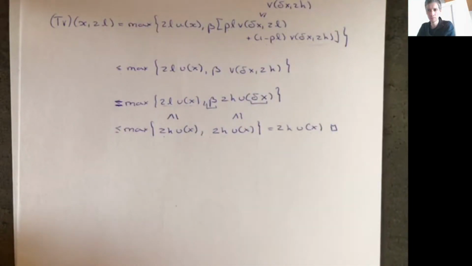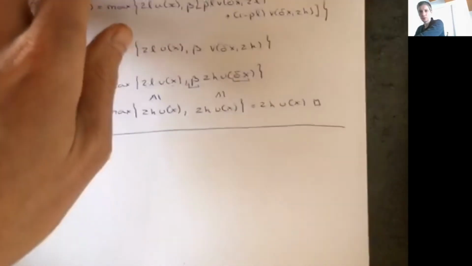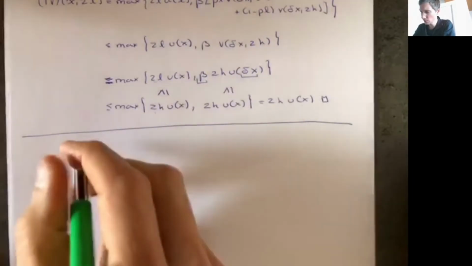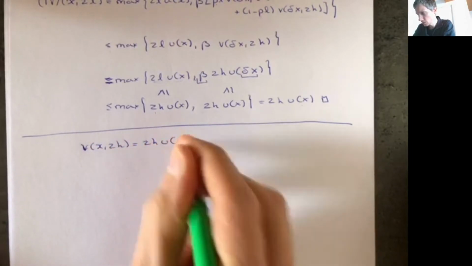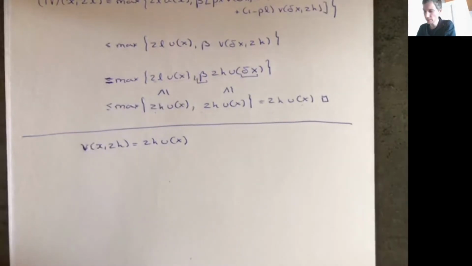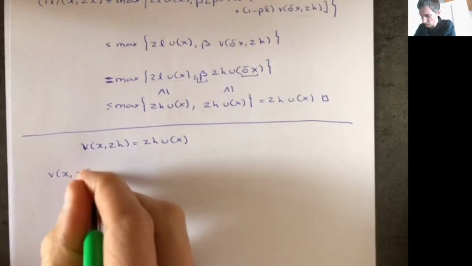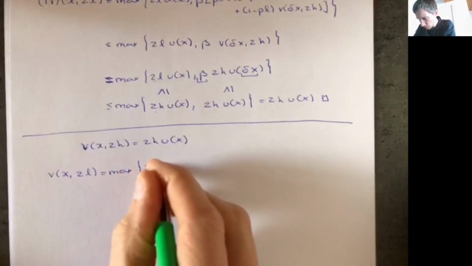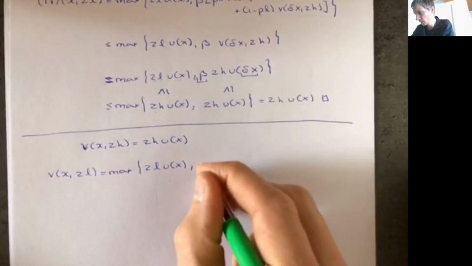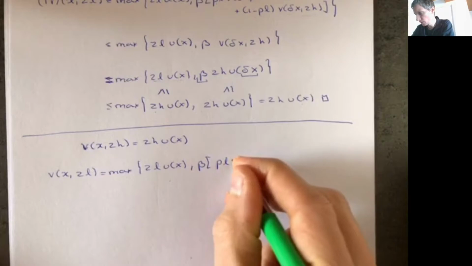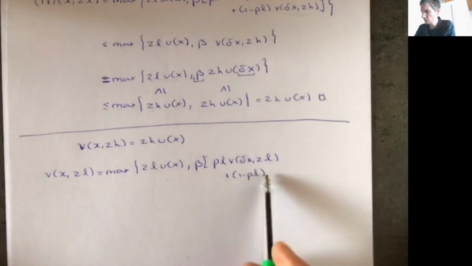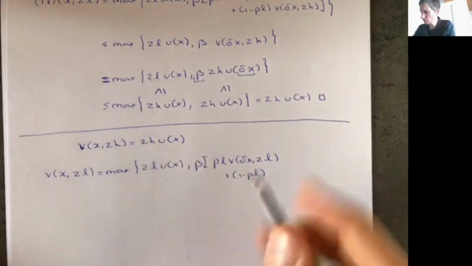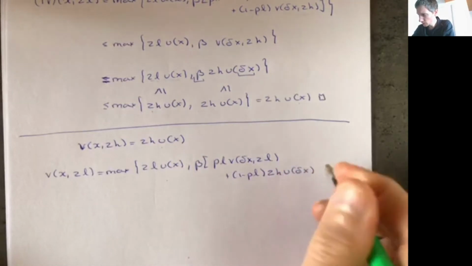In other words, when the state is high, I'm always going to eat the cake. So this result already simplifies my problem considerably, because I can simply put v x zh equal to zh u of x, right? I know the solution to the problem when the state is high, and then v x zl will be equal to the maximum of zl u of x, and then beta pl v delta x zl plus 1 minus pl. And when the state is going to be high, well, I already know my v function, so this is going to be zh u delta x.